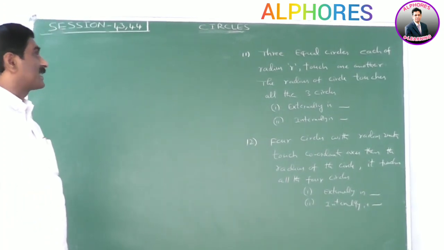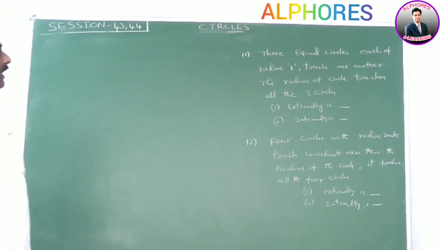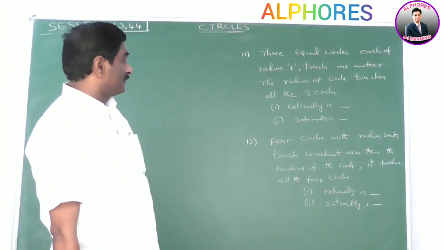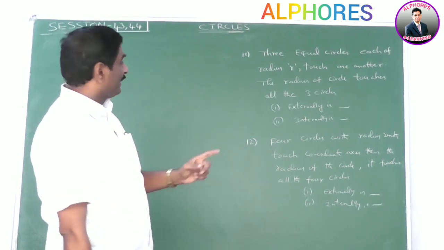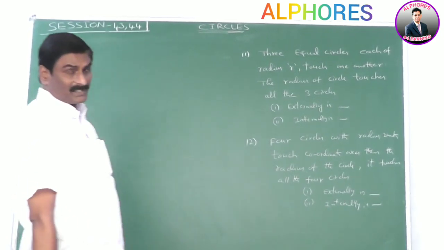Three equal circles, each of radius r, touch one another. The radius of the circle that touches all the three circles externally is dash, internally is dash. Okay?